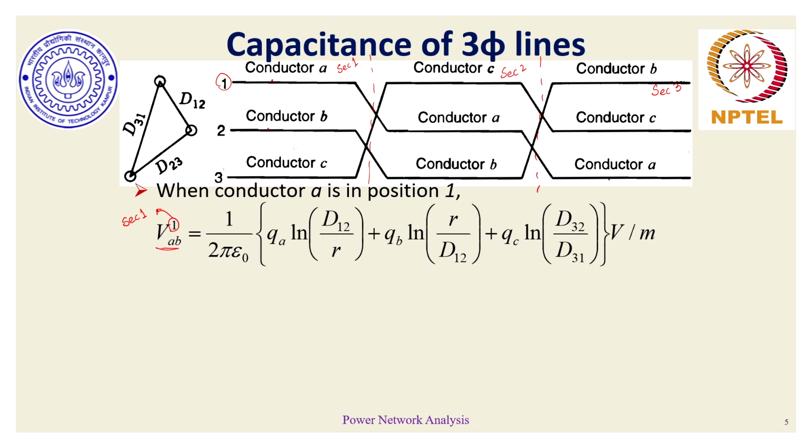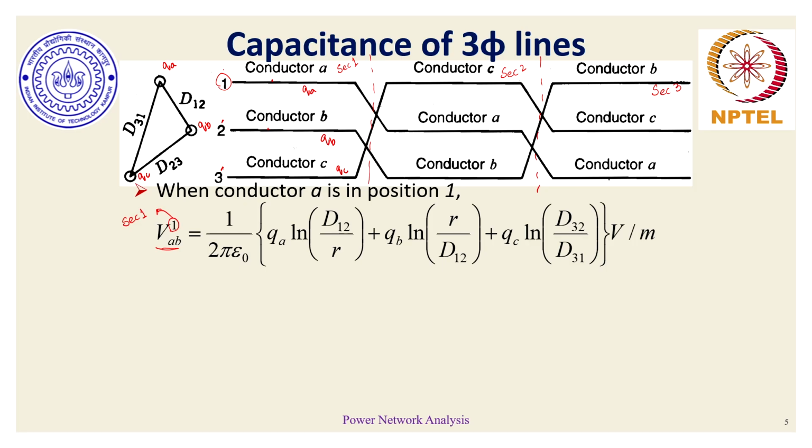Please keep that in mind. In section number 1, A is coincidentally occupying position 1, B is at position 2, and C is at position 3. There are 3 charges QA, QB, QC, which are spaced apart at distances D12, D23 and D31 respectively from each other, when the focus is on section 1 transposition.